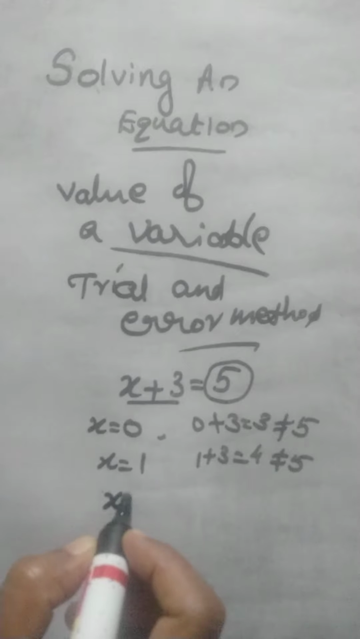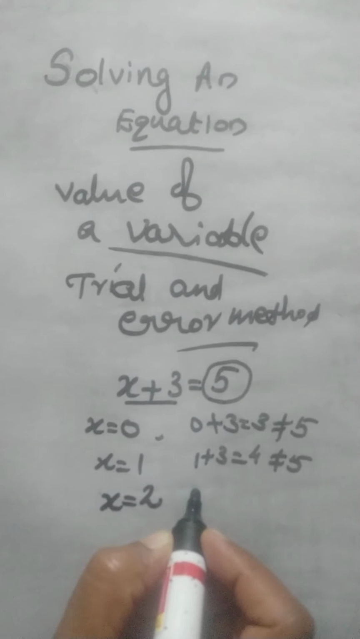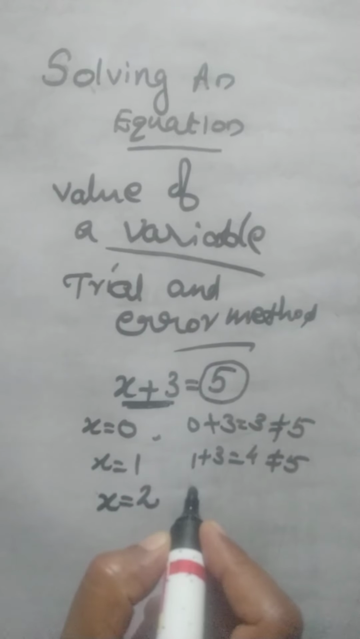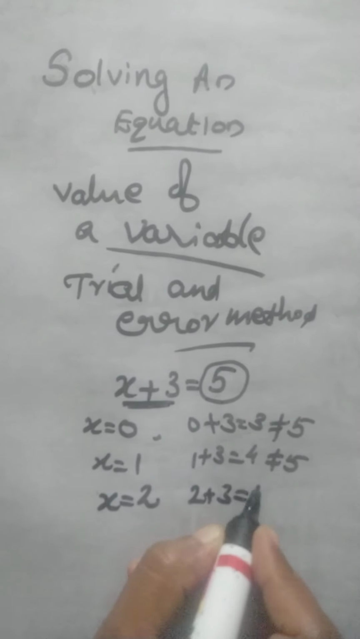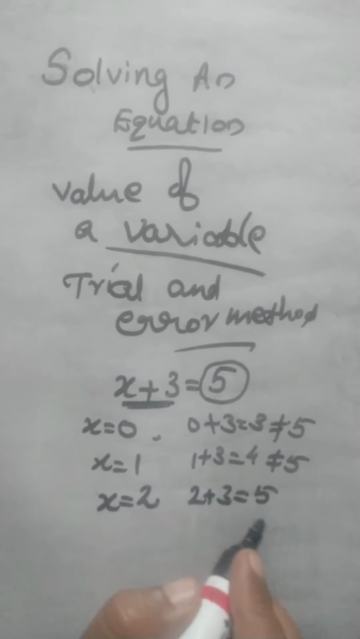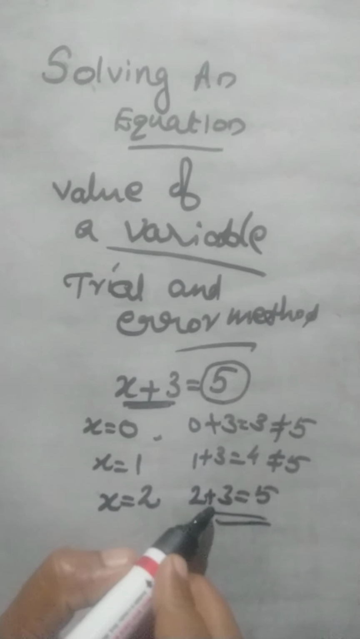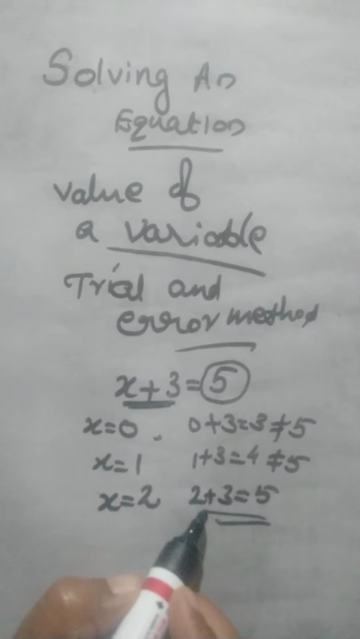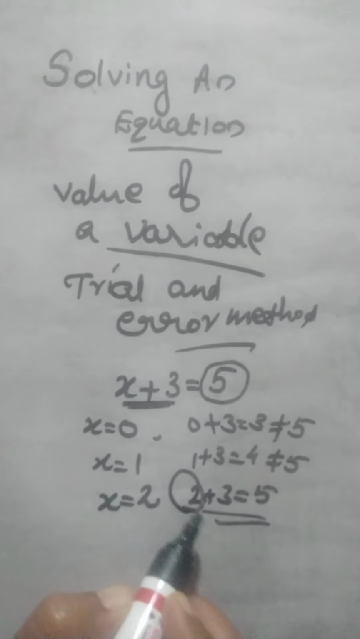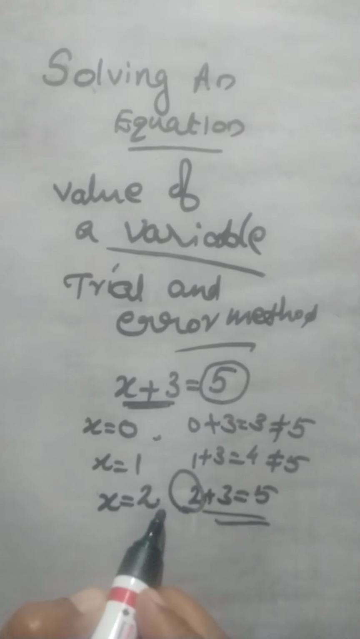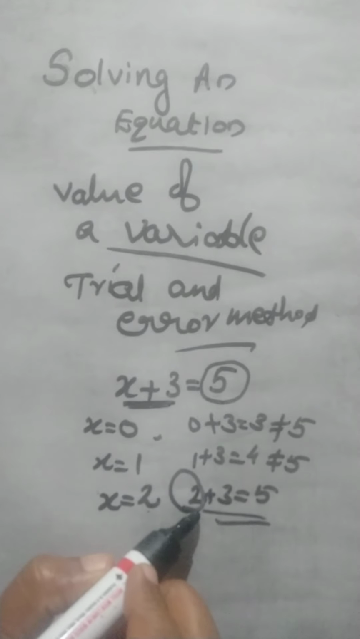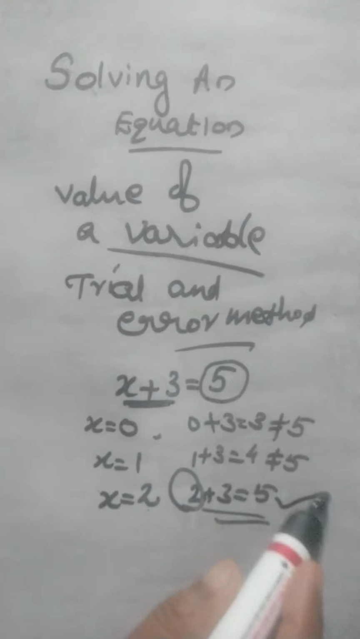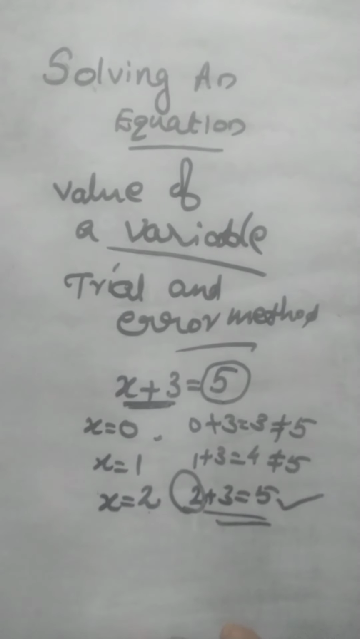Next, we can apply x equal to 2. In the case of x equal to 2, the LHS part will be 2 plus 3, which is equal to 5. That means the root of the equation x plus 3 is equal to 5 is 2, because when we applied x equal to 2 in this equation, we got the RHS part, that is 5 itself.